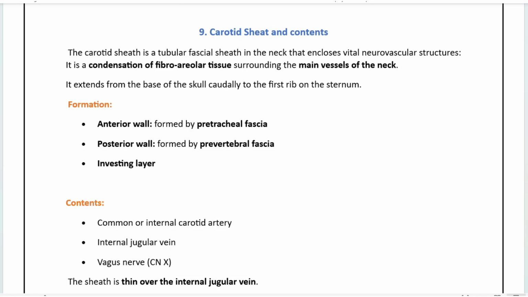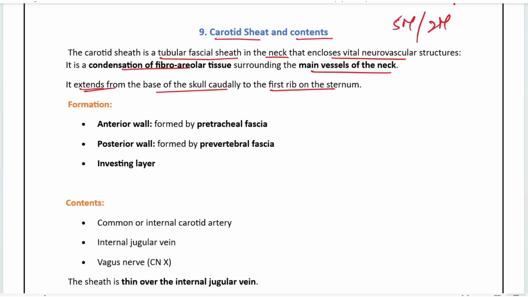Coming to the next question, the carotid sheath and its contents, it can be asked for 5 marks or it can also be asked for 2 marks. The carotid sheath is a tubular fascial sheath in the neck that encloses the vital neurovascular structures. It's a condensation of the fibroareolar tissue surrounding the main vessels of the neck. It extends from the base of the skull caudally to the first rib and the sternum.